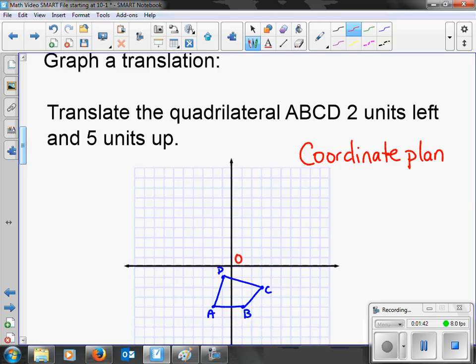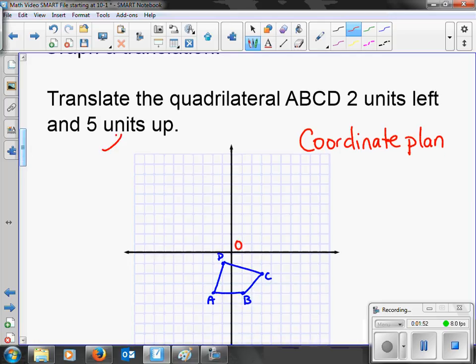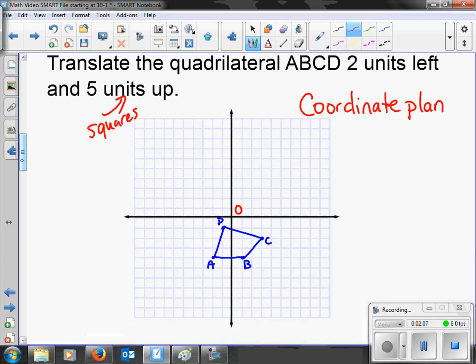And it says translate the quadrilateral ABCD, 2 units left and 5 units up. That units means squares. Units means these squares, these grids that you see. You're just going to move it 2 units left and 5 units up, and I'm going to show you what that looks like. So I have my one quadrilateral. Remember, the quadrilateral is just a 4-sided figure. Okay, so this is a 4-sided figure.